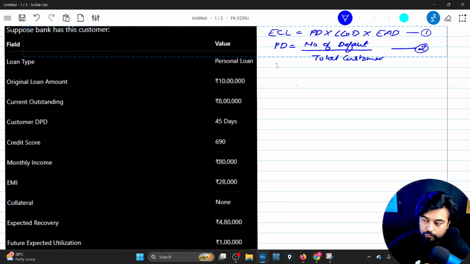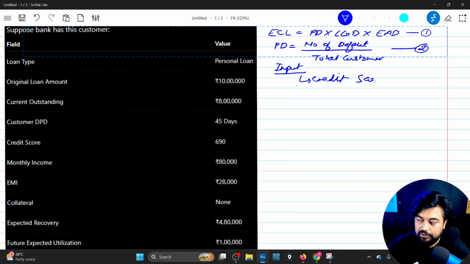So there are some inputs which you should know for all these three things. Like for PD there are different inputs, for LGD and EAD there are different inputs. When I say inputs, I mean there are different columns which are required. Now when you are calculating the probability of default, the important columns are like credit score.